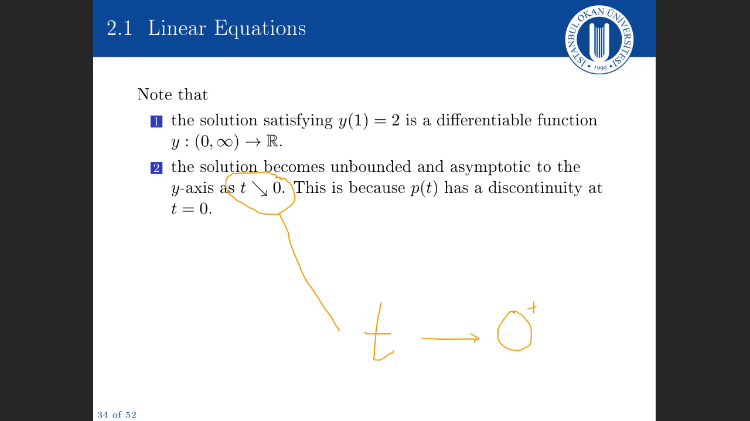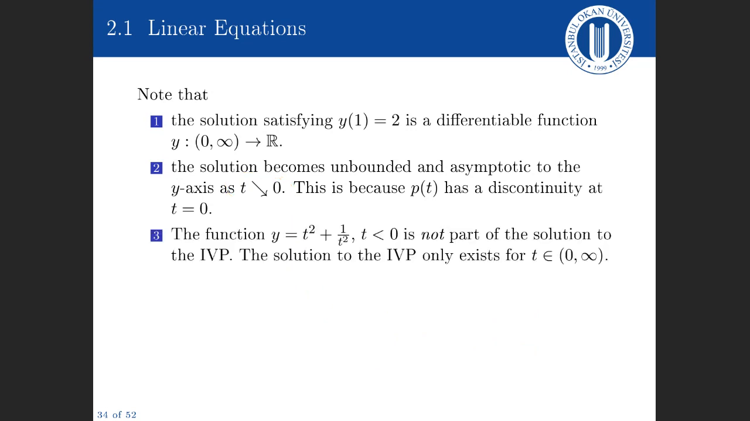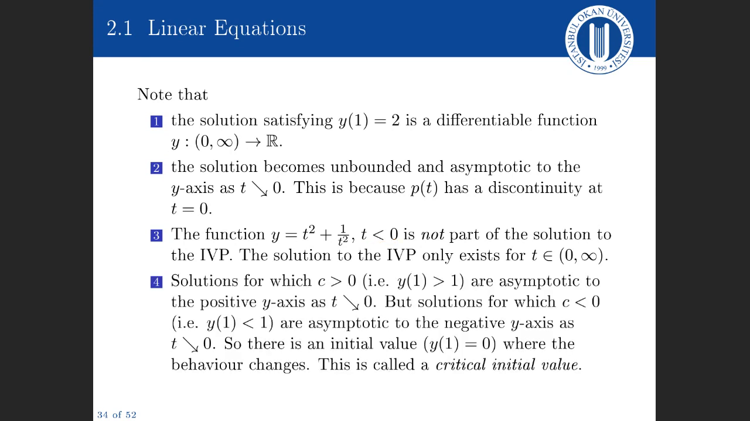Why does this happen? This happens because the function p of t, or 2 divided by t, has a discontinuity at t equal to 0. The function t squared plus 1 over t squared, but for t strictly less than 0, is not part of the solution to the initial value problem. The solution to our initial value problem only exists for t between 0 and infinity.